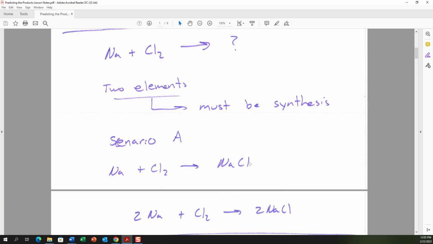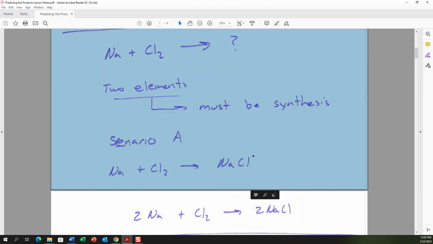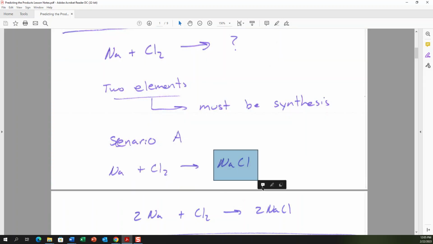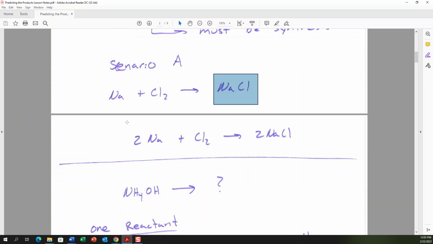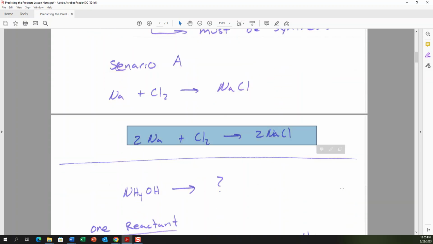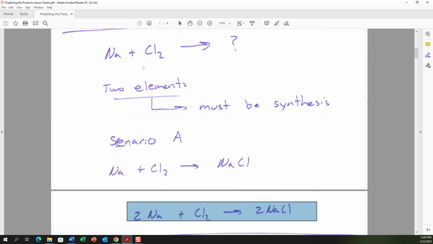But a lot of students will put a subscript 2 here because chlorine has a subscript 2 over here. This is the element chlorine, which is diatomic. This is the ion chloride, which there could be 2 chlorides, 3 chlorides, or 4 chlorides. That's dependent on the charge of the ion. Well, you know sodium's +1 and chloride's 1-, so it's a 1-to-1 ratio. So this is the correct formula of the product, sodium chloride, and then balancing it gives the balanced equation.